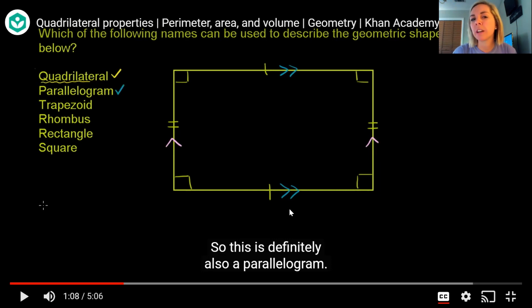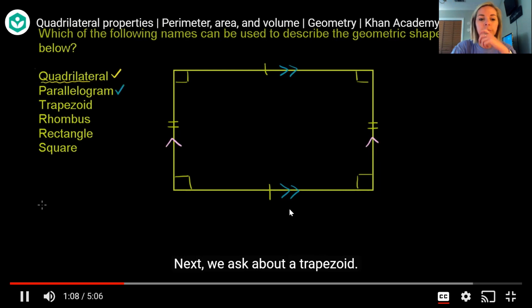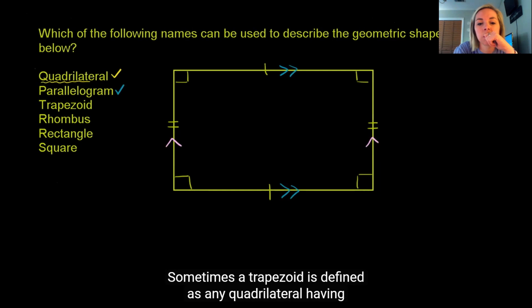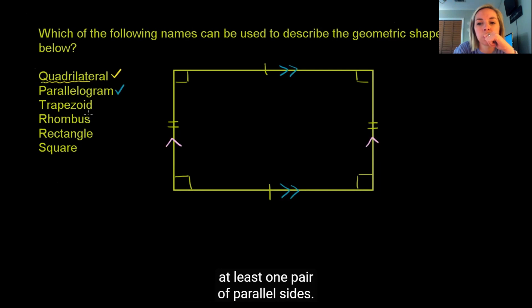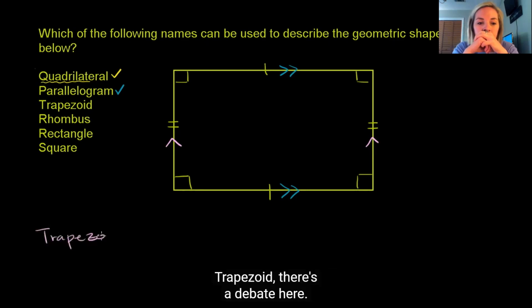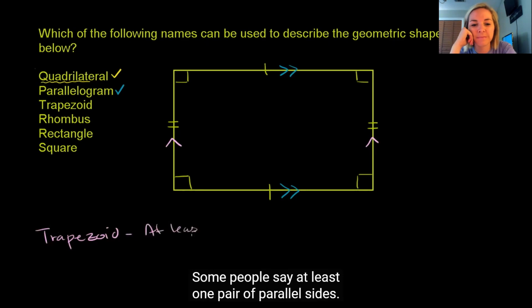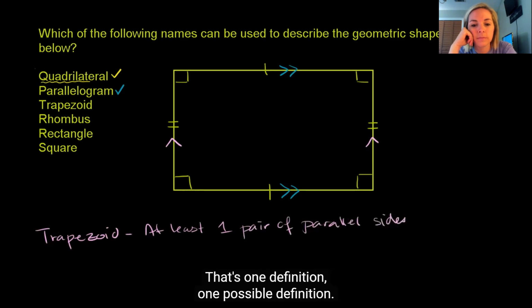Think about what makes a trapezoid very unique and see if we think the shape can fit under the trapezoid cloud. Next, we ask about a trapezoid. Now, a trapezoid is interesting. Sometimes a trapezoid is defined as any quadrilateral having at least 1 pair of parallel sides. Sometimes it's defined as having only 1 pair of parallel sides. So let me write this down. Trapezoid. There's a debate here. It's not completely settled. Some people say at least 1 pair of parallel sides. That's one possible definition.